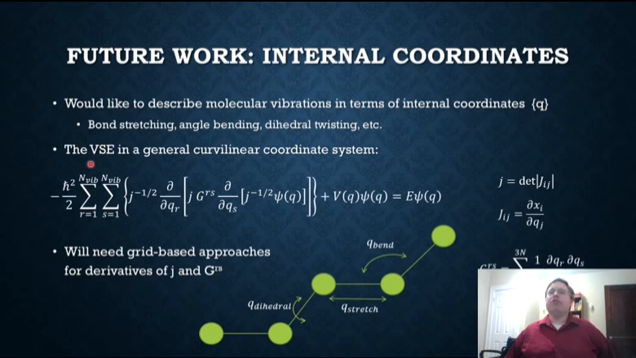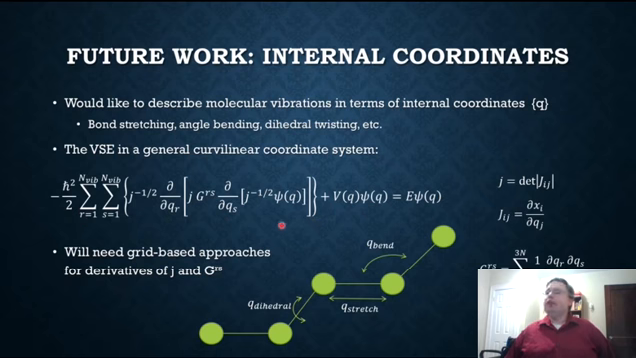So the vibrational Schrödinger equation in a general curvilinear coordinate system is as follows. Wow, this is a really complicated equation. J here is the Jacobian matrix, and G here is a type of inverse mass matrix that takes the place of mu that was in the one-dimensional vibrational Schrödinger equation. So here the potential energy part has not changed. What has changed is the kinetic energy part.